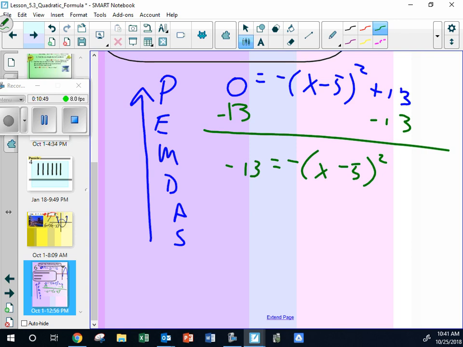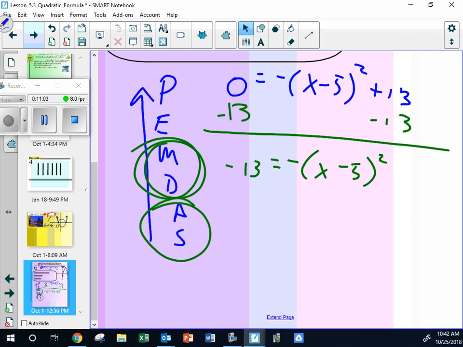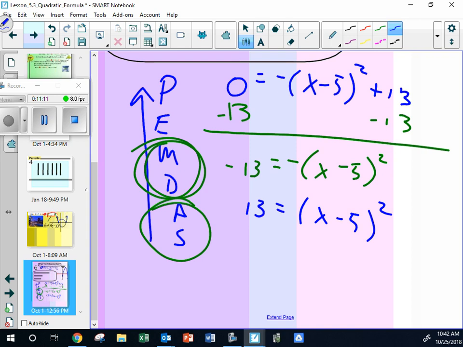So we did our add subtract. Now we have to do a multiply divide thing. Now I'm just following my order of operations. I'm done with my add subtracts. Any multiply or divide I could do? Yeah, multiply by negative 1. Could you divide it by negative 1? Sure, but it's easier to multiply by a number than divide by it. That becomes positive 13 equals positive (x minus 5) squared. There, I've done my add subtract. I've done my multiply divide.